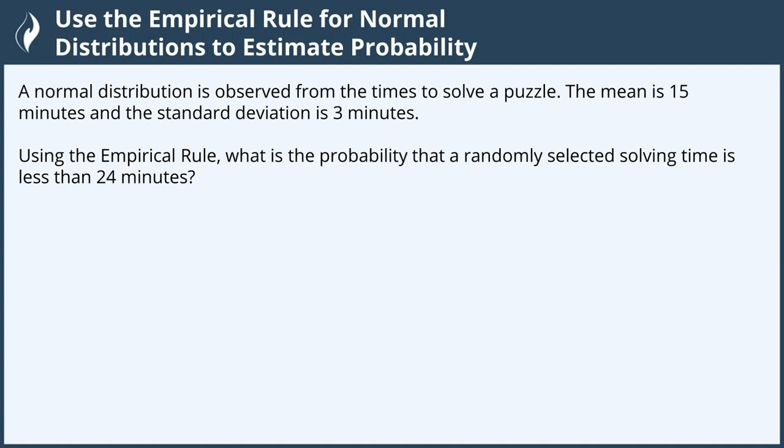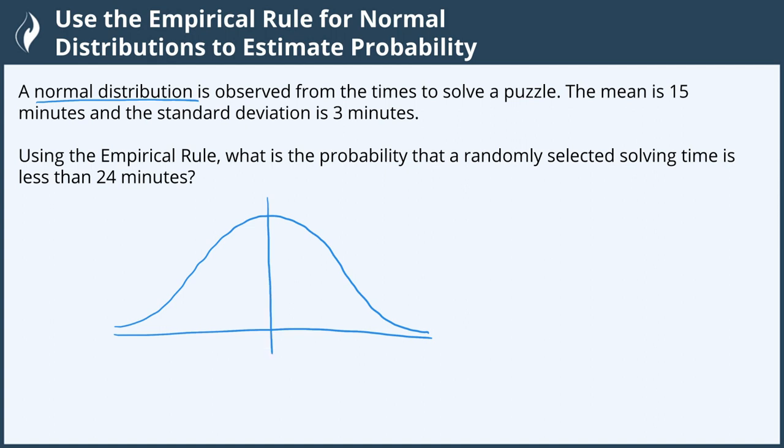We were told that this was normally distributed, so let's draw ourselves a normal curve. And it should be symmetric on both sides. Right down the center, where you can fold it, is where we have our mean, or mu. We were even told this. The mean is 15, so we could label that on our curve as 15.